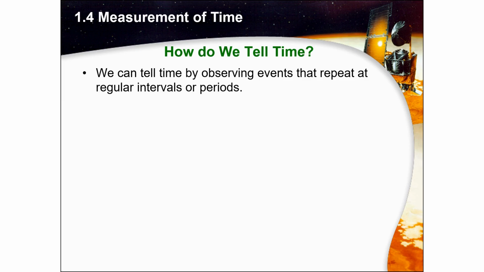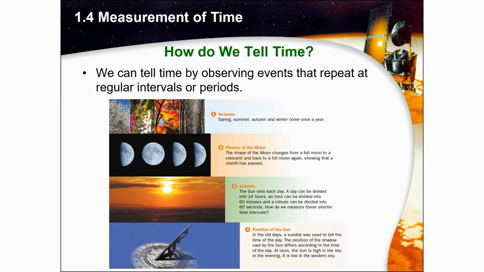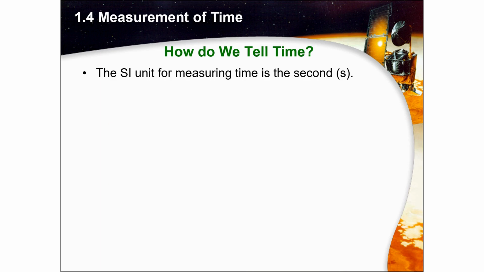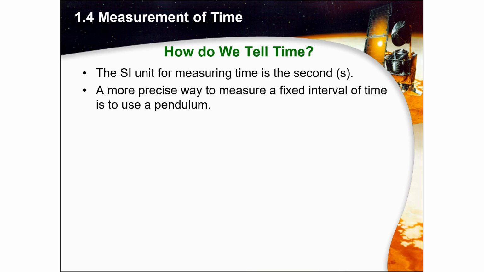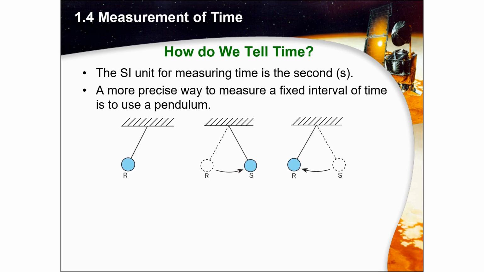We can tell time by observing events that repeat at regular intervals or periods. You can see this from seasons, phases of the moon, sunsets, and the position of the sun. The SI unit for measuring time is the second. A more precise way to measure a fixed interval of time is to use a pendulum. You can see the picture here.